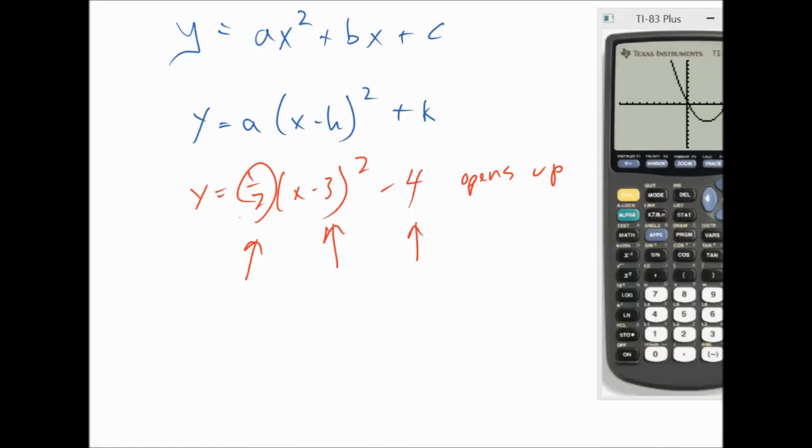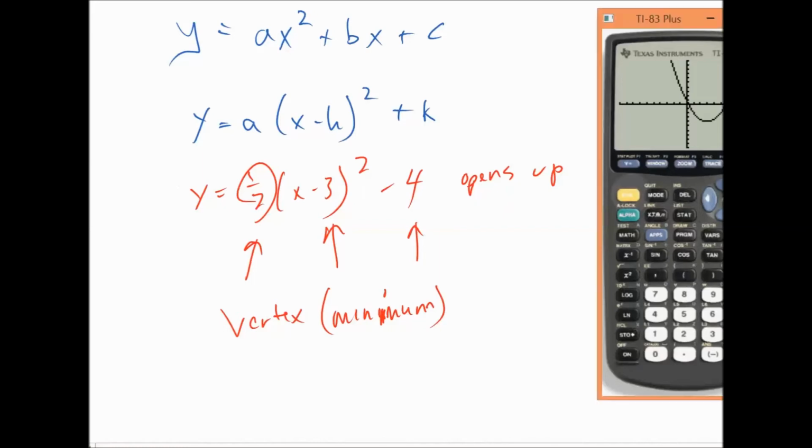Now we need to find the vertex. Remember, the vertex is where this graph reaches a minimum. So we're going to calculate that. Second, calculate, minimum. Left bound is here somewhere. Right bound, we have to go to the right. Enter. And it says x equals 3.000005. We can just say that's 3. The vertex is at (3, negative 4). The axis of symmetry is x equals 3. That's where you can fold a line across it.